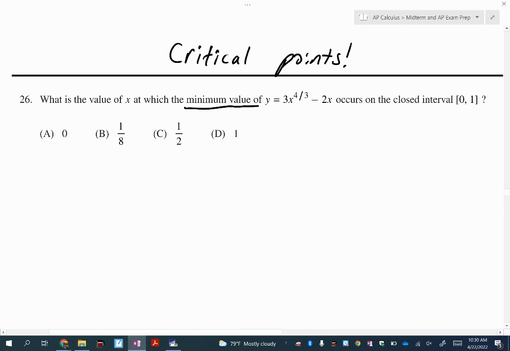Critical points occur whenever your derivative is equal to 0. So we're going to find the derivative, set it equal to 0, and find that x value. That could be our minimum value. Okay? So let's find the derivative.